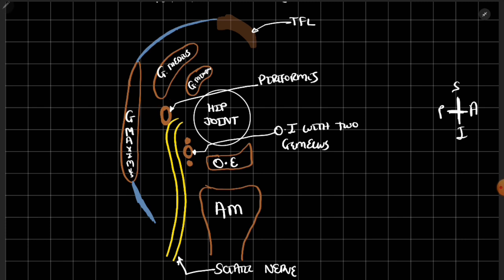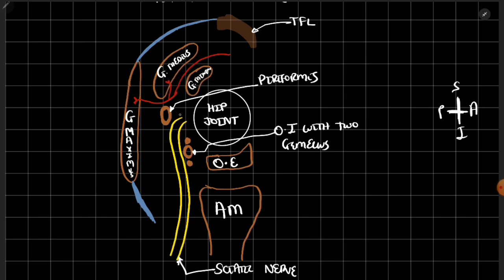The superior gluteal artery basically supplies, just a second, the superior gluteal artery will go like this, will give a branch to the gluteus medius, and basically go like this, and the inferior gluteal artery will go and supply, basically it will go and supply the gluteus maximus.